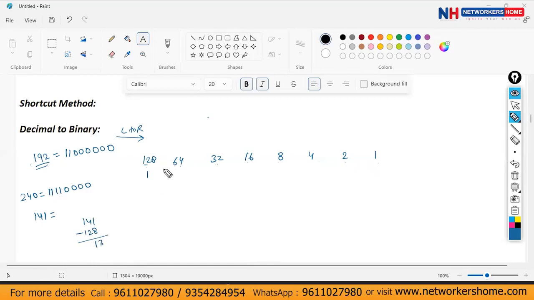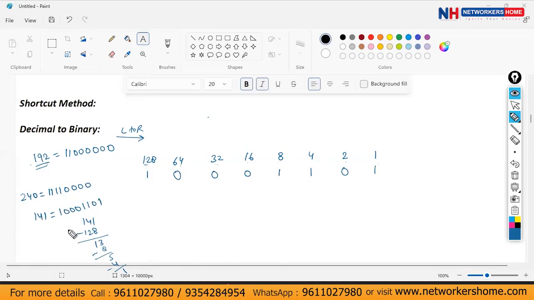Now compare 13 with 64. 64 is larger, and when the number is larger, we are going to write 0. Then again, compare with 32, still larger. Compare with 16, still larger. Compare with 8, smaller, so you can take this number. Then subtract. Now we have 5. Compare 5 with 4, smaller, so 1. Then subtract 4, the value is 1. Compare 1 with 2. 2 is larger, write 0. Now compare with 1. 1 is equal and the number is complete. So this is your binary for 141.